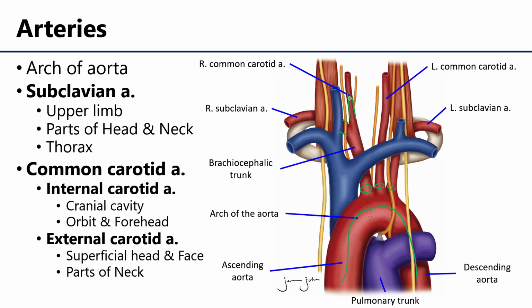So for each side of the body, there's both a subclavian artery and a common carotid artery. That subclavian artery is going to be the principal blood supply to the upper limb, inclusive of the shoulder. It's also going to have several major branches to serve both the head and neck, as well as branches that serve the thorax. The common carotid artery is going to be a major constituent of the carotid sheath.